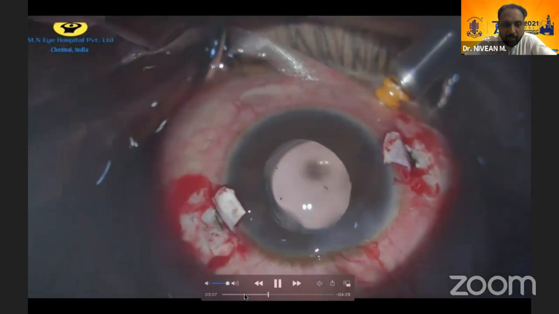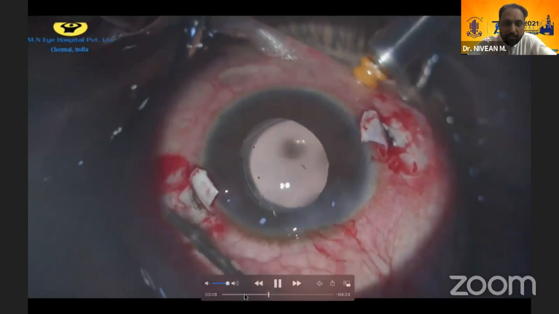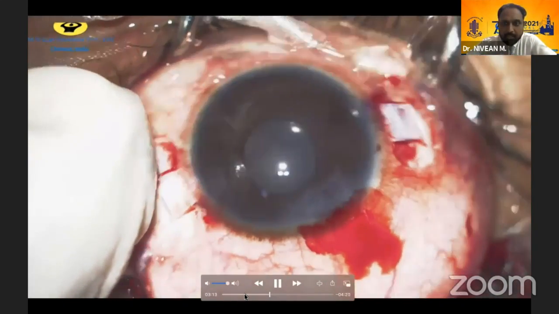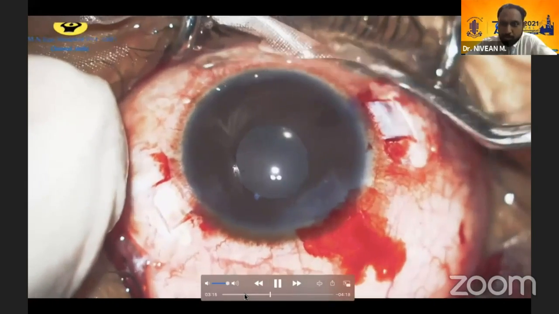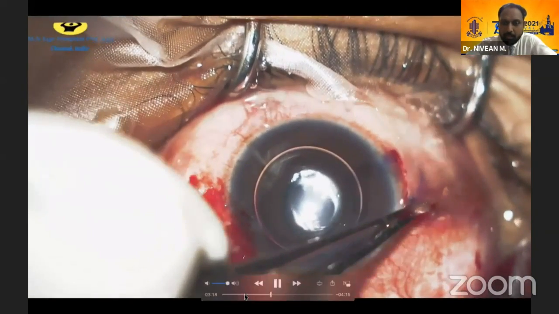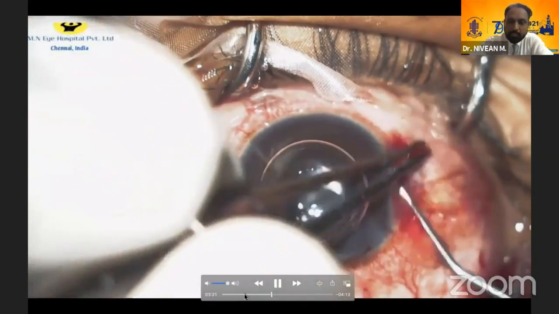I already said, you can always check for the integrity of the lens. These are always well centered because it's got a large optic size. So once the surgery is over, you can use the glue, or you don't have to. You can even suture or leave the flaps right now, and that will be practically the end of the surgery.